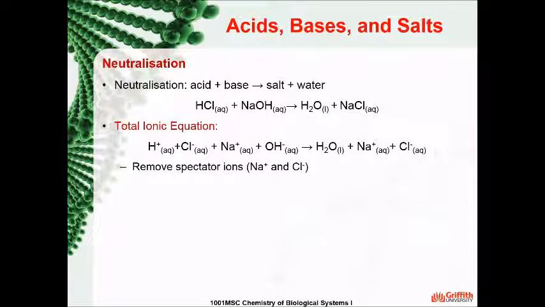Now we can remove the spectator ions, or the ions that are not participating in the reaction. So these ions are found on both sides of the reaction. For instance, we can see the chloride ion on the left side and the chloride ion on the right side, so we can cancel them. Likewise, the sodium ion is found on both sides. After removing these ions, we get the net ionic equation.